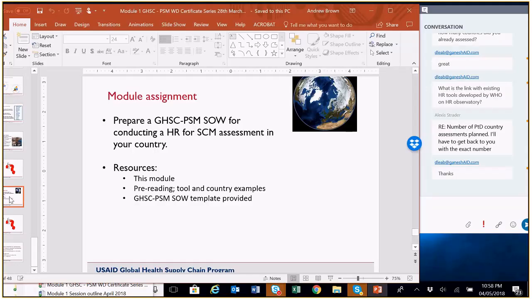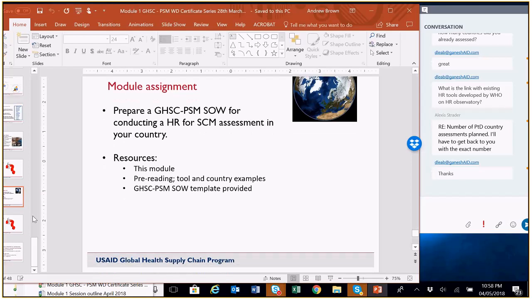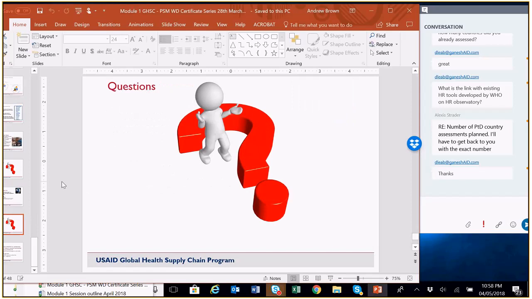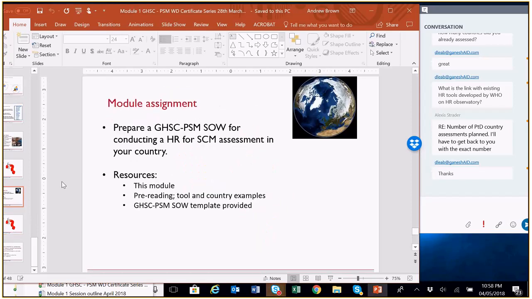What I would also say is, if you have any particular questions as you start to think about that assignment, just give me an email. If you've got any questions about that assignment now, then you can just type that in. But it's simply, I want you to prepare a scope of work, and usually a scope of work is no more than 4 pages.